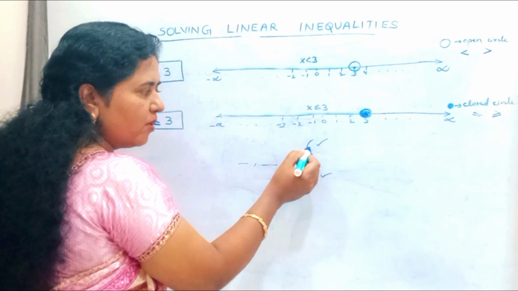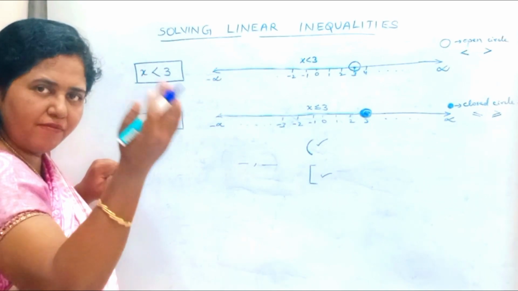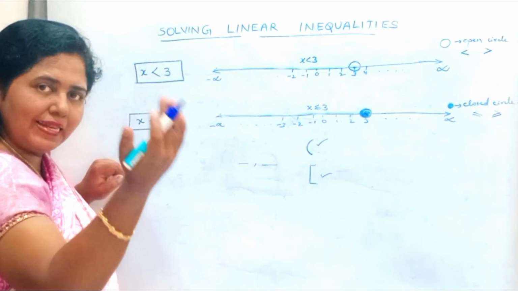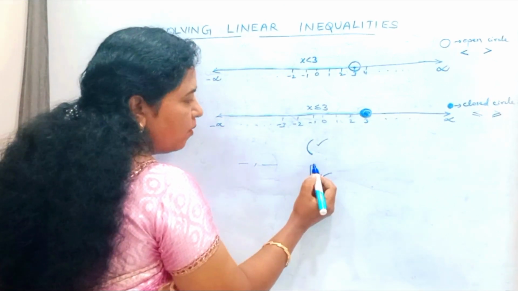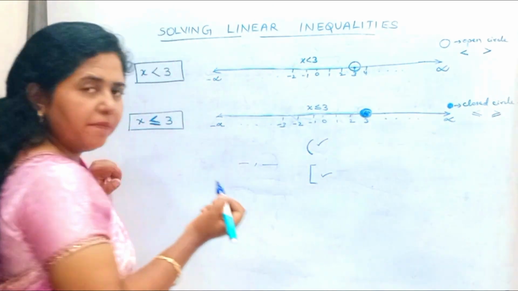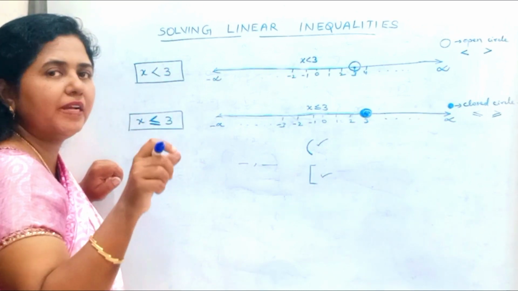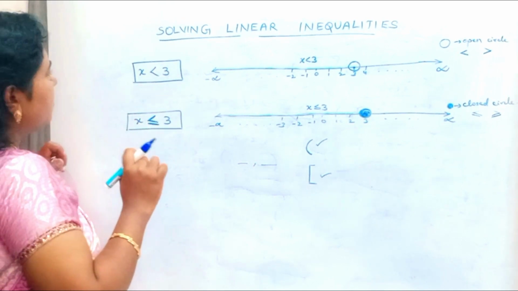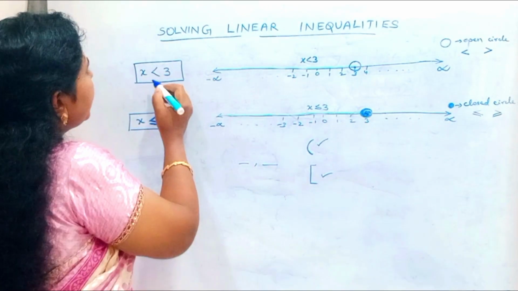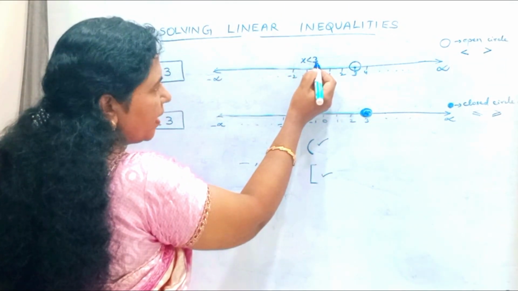So when a particular value is next to a parenthesis, it is understood that it is from that value or till that value and not including that value. That is the meaning. Now the square bracket should be used when we are going to include that particular value. I will explain with the help of these examples itself. So here it is x is less than 3. The value of 3 is not included.